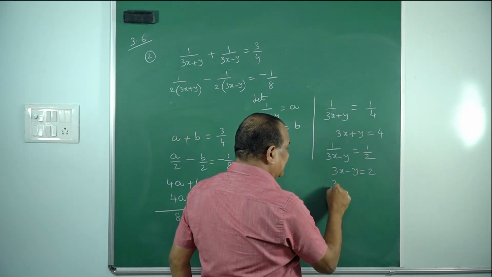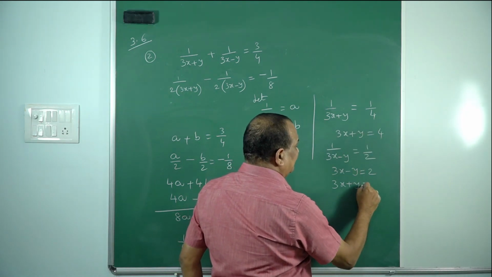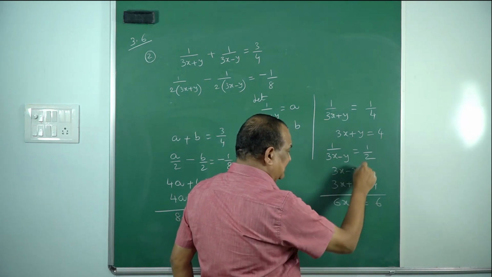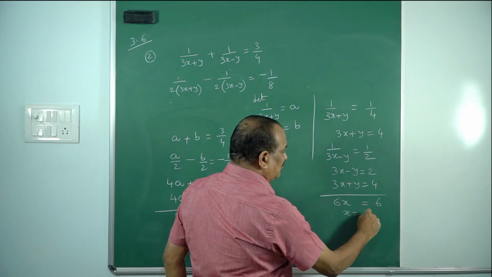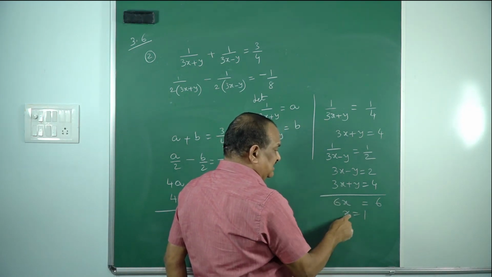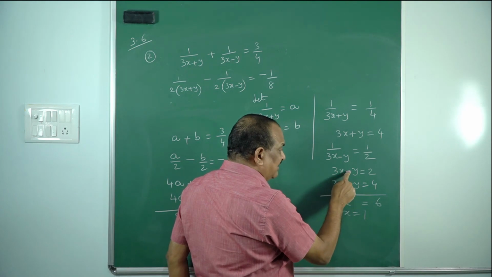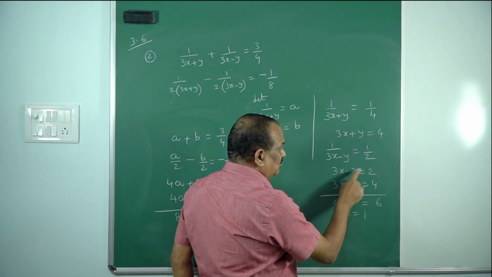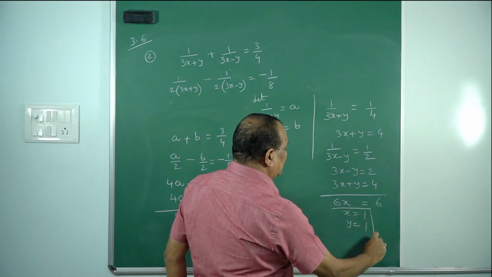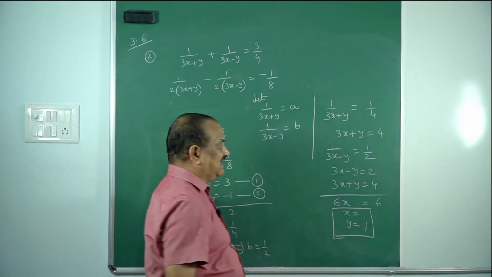Let me write this here. 3x plus y is equal to 4. Add them. 6x, 6. These two get cancelled. x is equal to 1. x is equal to 1, you write here. 3 ones are 3. x value 1. 3 ones are 3. Minus 1 can give you 2. 3 minus 1. So y value also is equal to 1. So that is the solution we are contemplating.